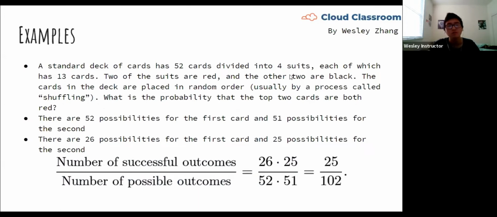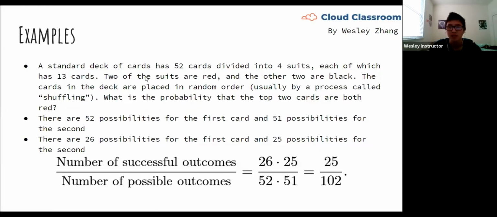All right, here's another example. A standard deck of cards has 52 cards divided into 4 suits, each of which has 13 cards. 2 of the suits are red and the other 2 are black. If the cards in the deck are placed in random order, usually by a process called shuffling, you guys know that. So what is the probability that the top 2 cards are both red? What we want to do here is find the probability of each outcome. So there are 52 possibilities for the first card and 51 possibilities for the second, because once we pick a card, we lose that card for the next possible outcomes.